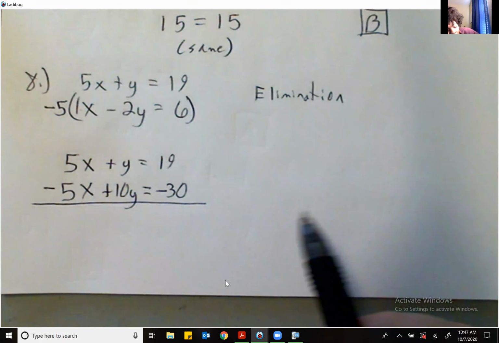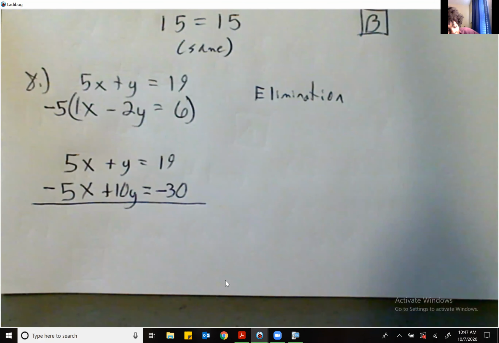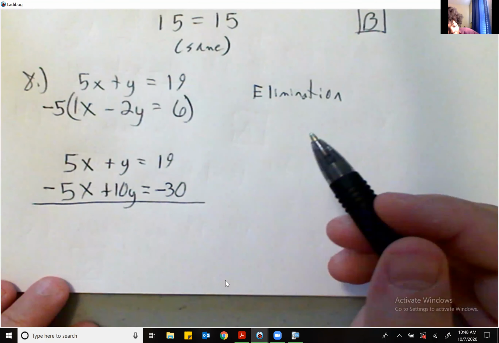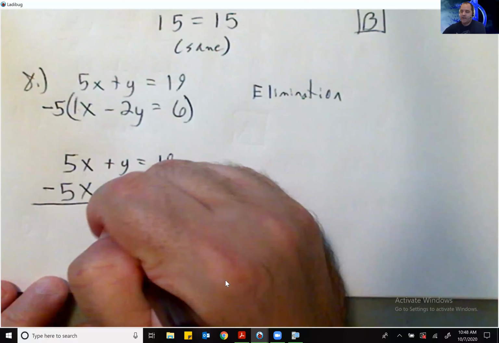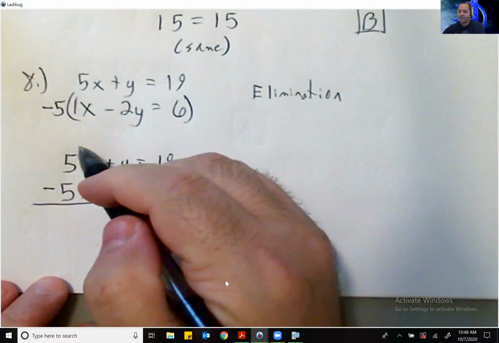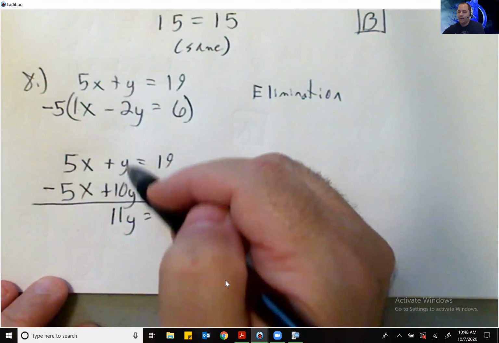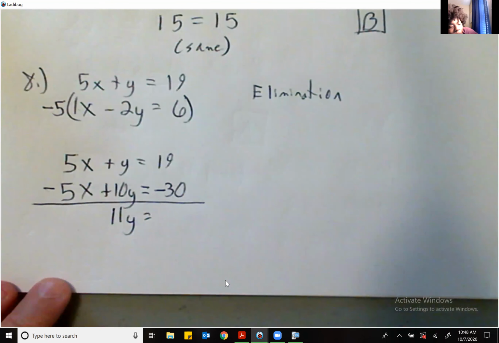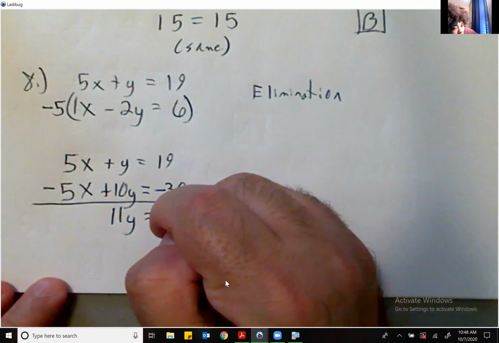You solve. Okay, well, how do we solve? What are we going to do first before we solve? The x are canceling out each other. Okay, they go away. What do I get here? 11y. Yes, we got to add down each column first. So x's go away. This gives us 11y. And over here, 19 minus 30. Negative 11. Negative 11.